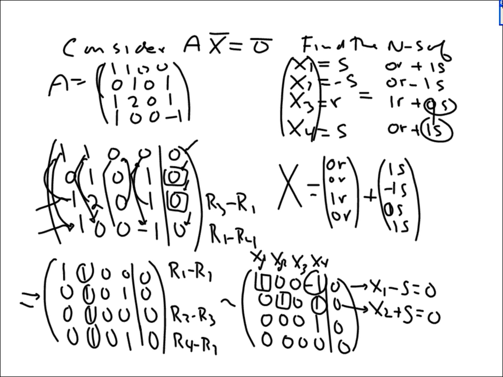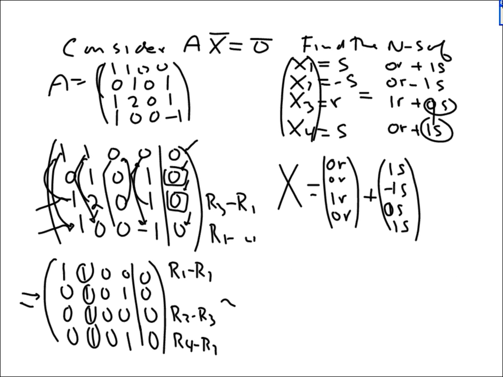So, one more step. In each of those column vectors, I can factor out the common value. In the first vector, it's R. The second vector, it is S. So it's R times 0, 0, 1, 0. In the second vector, I can factor out S. I get 1, negative 1, 0, 1.